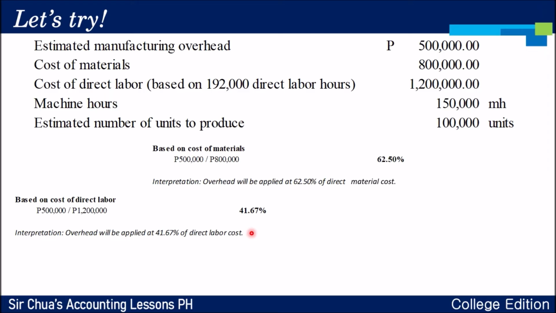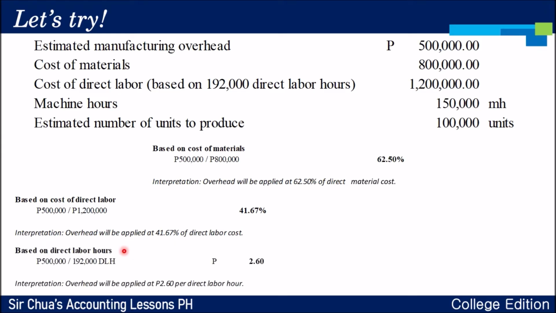Kung hindi naman po sa mismong direct labor cost, dun naman po tayo sa direct labor hours. Based on hours po tayo. So, yung 500,000 nating estimated manufacturing overhead, you divide it by the number of budgeted direct labor hours for the period coming, which is 192,000. Ang overhead application rate natin is 2 pesos and 60 centavos. Ibig sabihin po, sa actual operations natin, kung ilan po yung direct labor hours na nagamit, you multiply it by 2 pesos and 60 centavos, yun na po ang ating applied manufacturing overhead.